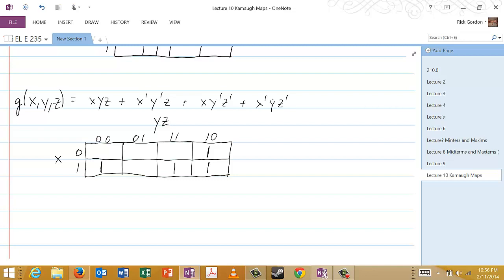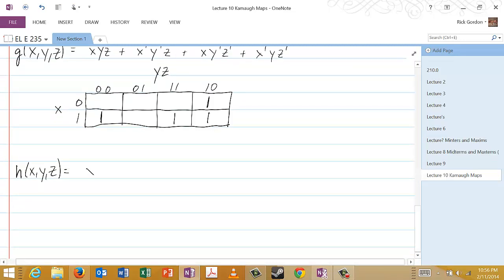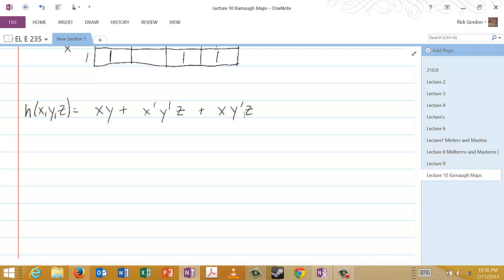Now let's look at still another example. Let's say maybe h of x, y, z. And this time we'll have a little twist in it. Let me go ahead and give the example, and then we'll look at this example. Again, this is a function of 3 variables.